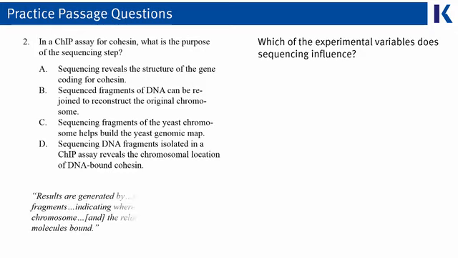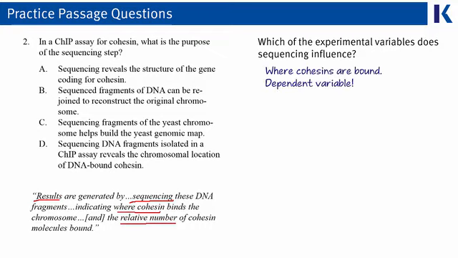So in the passage in paragraph 4, we find that sequencing is implicated in the generation of results. Specifically, sequencing tells us where cohesin binds and in what quantity. So if the dependent variable is the thing that's being measured, in this experiment, it's sequencing that actually generates those measurements. Take a moment and find the answer choice that correlates to this right now. Letter D seems to be a perfect match for this. Sequencing does reveal the chromosomal location of DNA-bound cohesin.